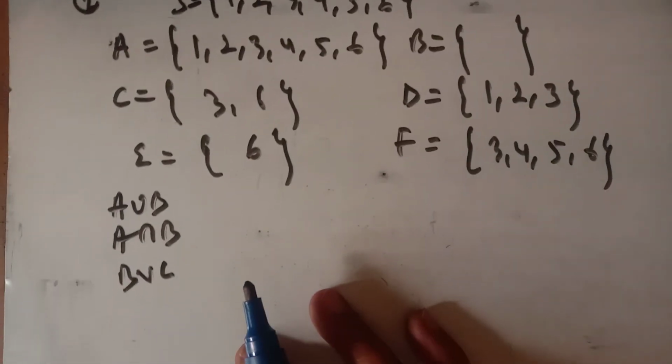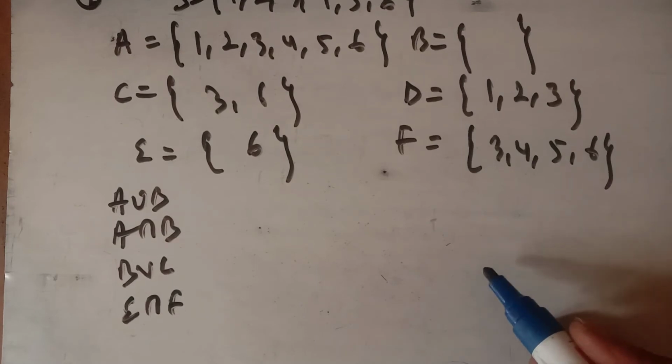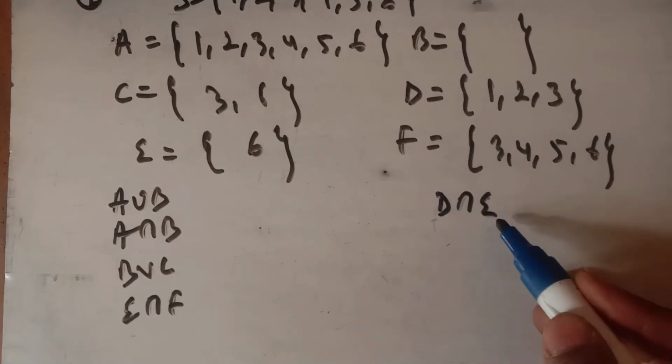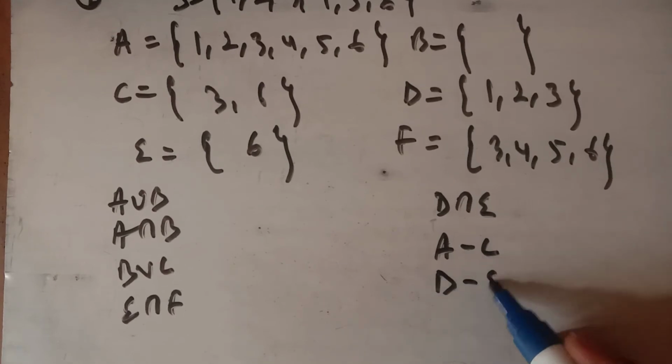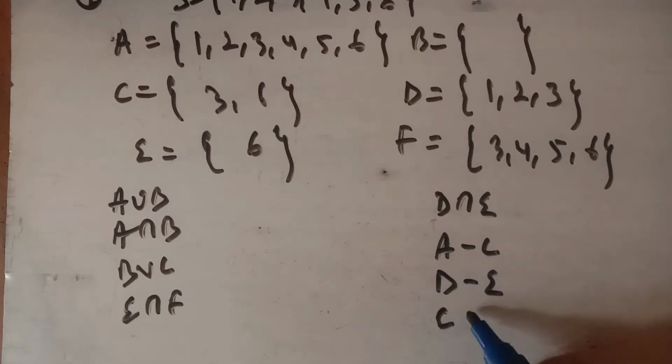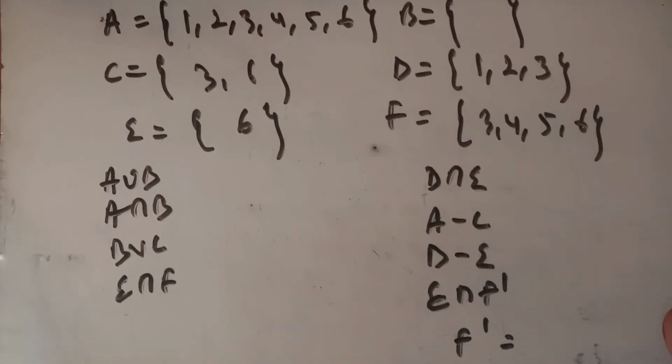ये parts हैं जो आपके find करने हैं. E intersection F, A intersection F पता करना है आपको. Then D intersection E you have to find. Then A minus C you have to find. Then D minus E you have to find. You have to find E intersection F complement, and you have to find F complement. This you have to find.